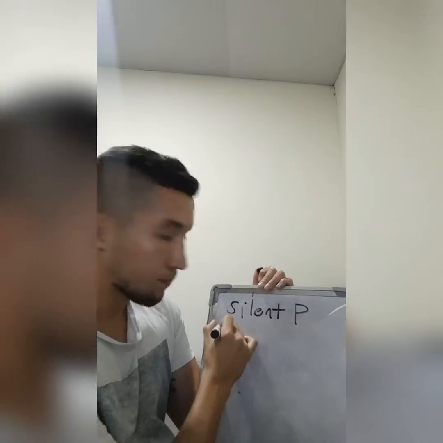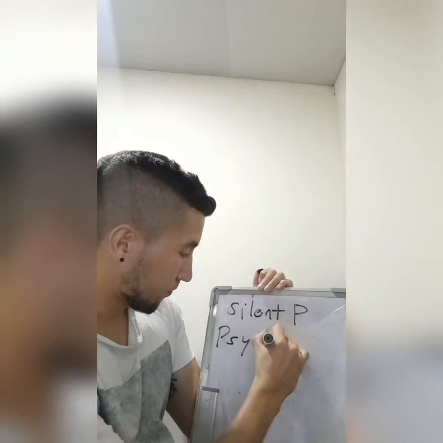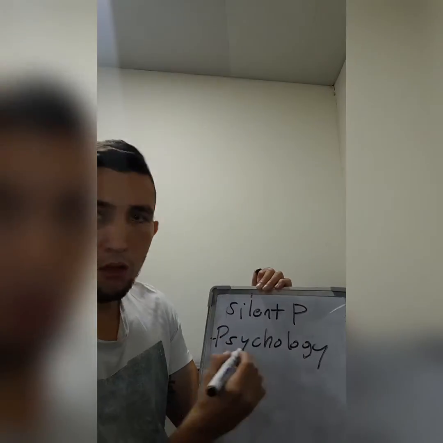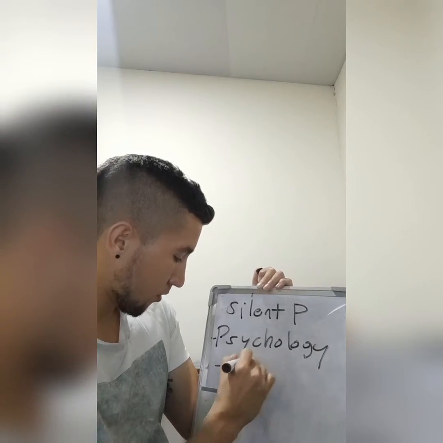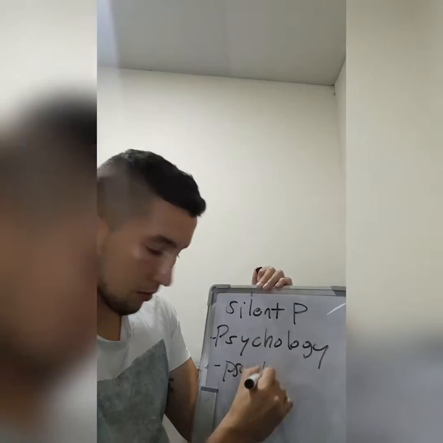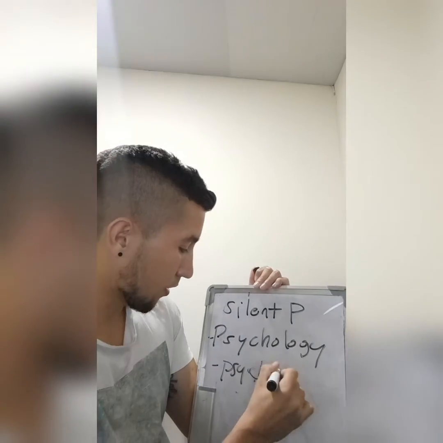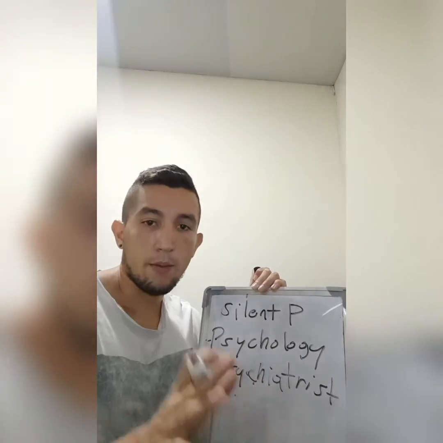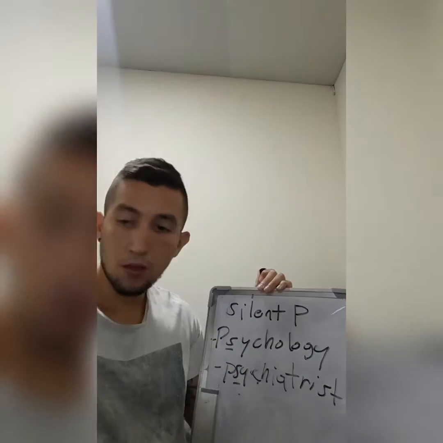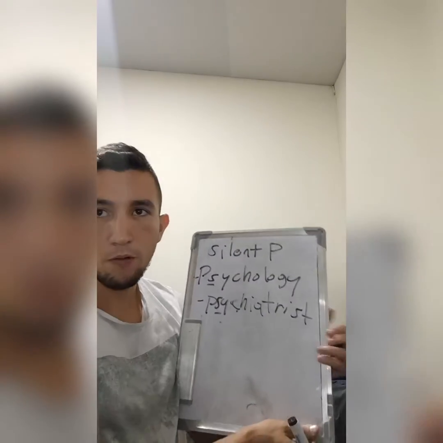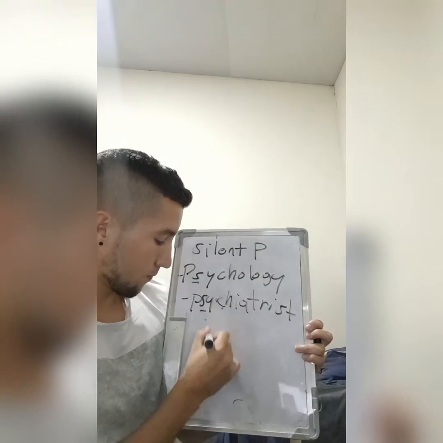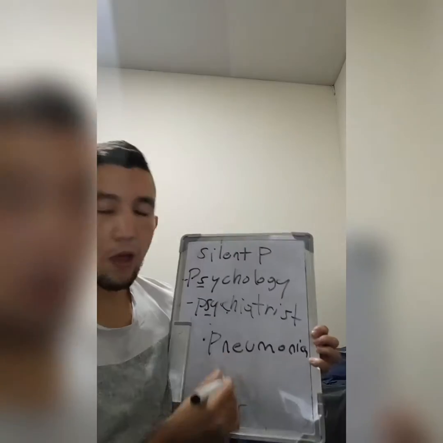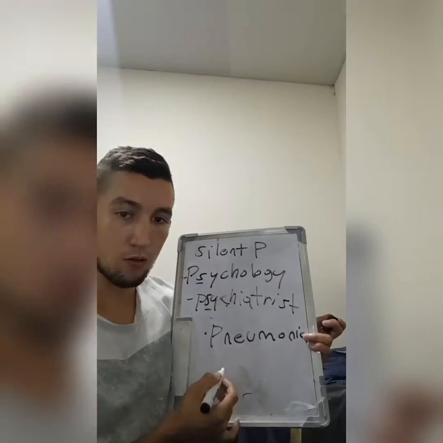Like in this example, we had the example of the silent P. We had, for example, psychology. Okay. Another example, psychiatrists. So almost all the time in this case it is going to be an S. And we have another different example. For example, we have pneumonia. So it's not always going to be an S. In this case, it's going to be an N.